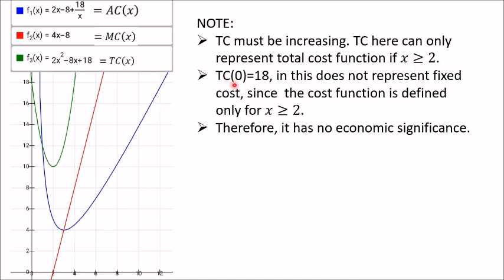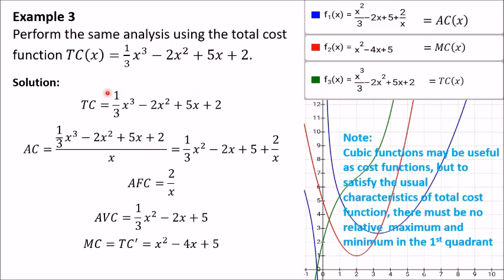And then, TC of 0 is 18, which is hindi pwede kasi x must be greater than 2 and this is 0. Therefore, it has no economic significance. So in this case, hindi pwede yung ganitong TC, this one, hindi siya pwede. Wala siyang economic significance. Now, let's have this example number 3.